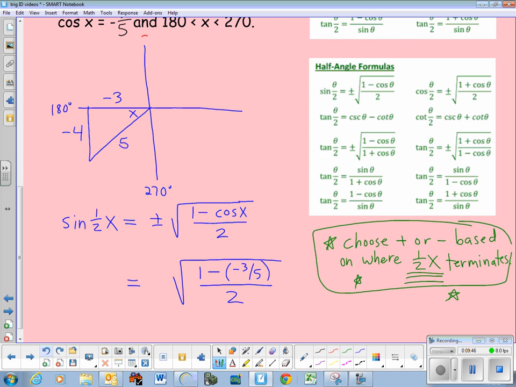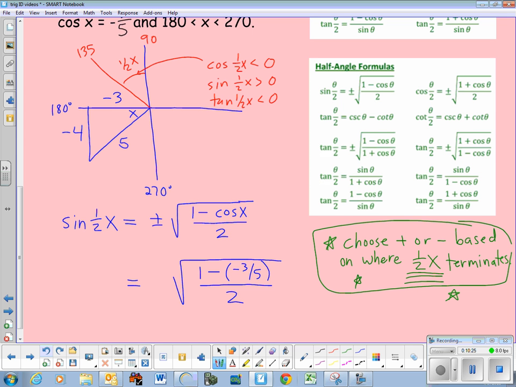half of 180 is 90, half of 270 is 135. So 1/2 x is somewhere between 90 and 135, which is in the second quadrant, which means over here, cosine is negative, less than 0. Sine of half x is positive because it's in the top, greater than 0. And tangent of half x is less than 0 also, because one negative and one positive makes a negative.